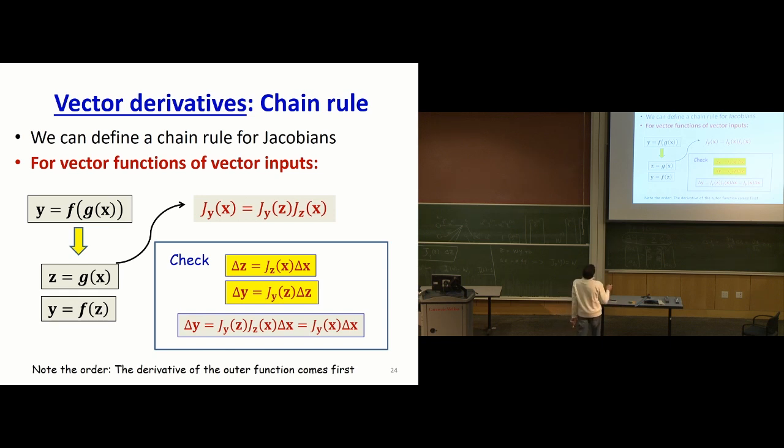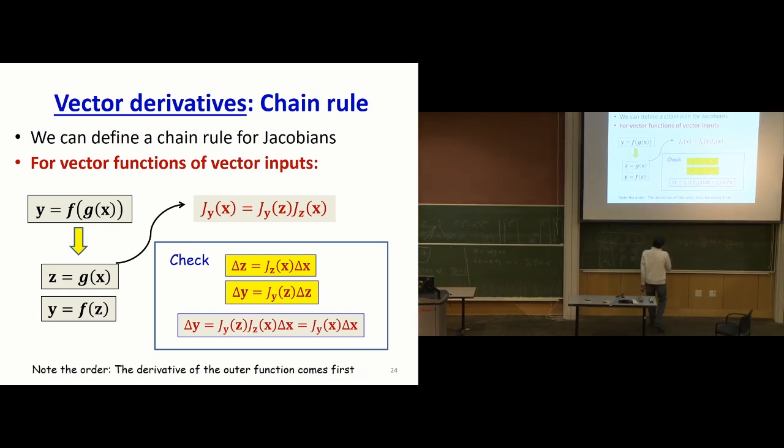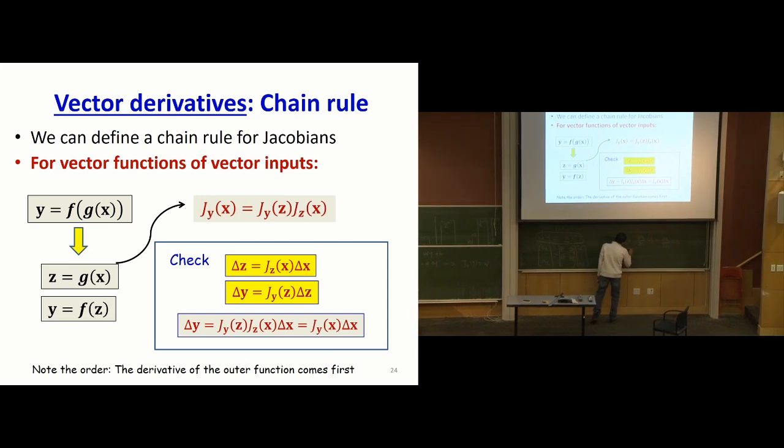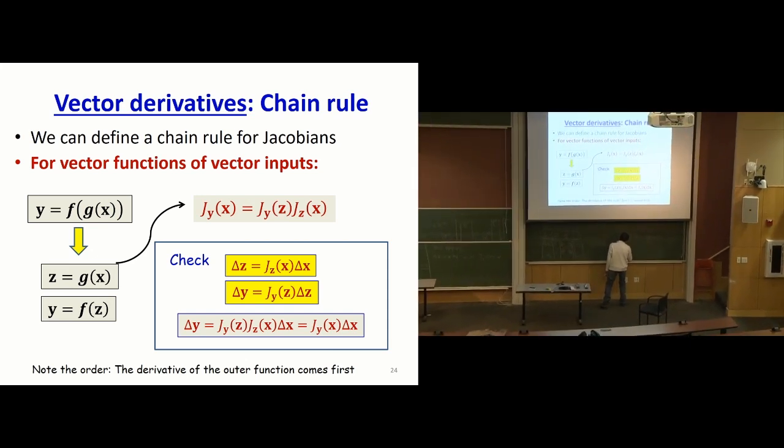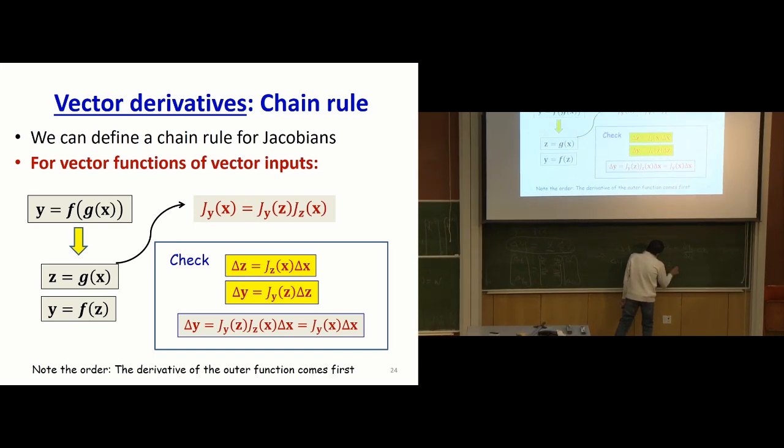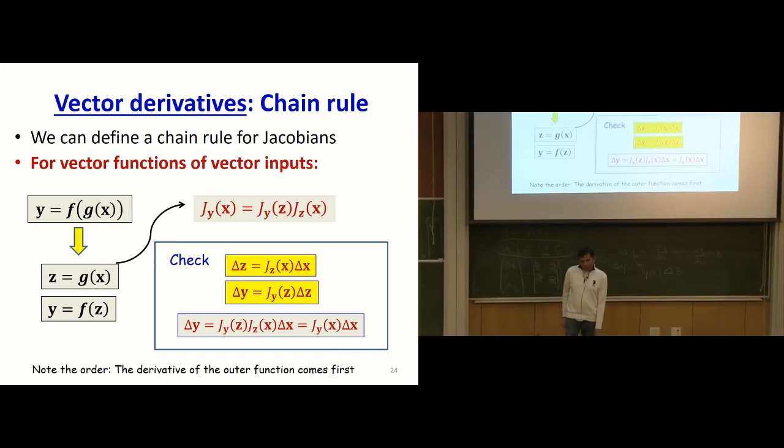I can write it in this manner. I can say z equals g of x. If z equals g of x, then the derivative of z with respect to x is simply going to be the Jacobian of z with respect to x. Now I can write y equals f of z because z is g of x. So let's look at what happens over here. The derivative of y with respect to z is going to be the Jacobian of y with respect to z, and so delta y equals the Jacobian times delta of z.